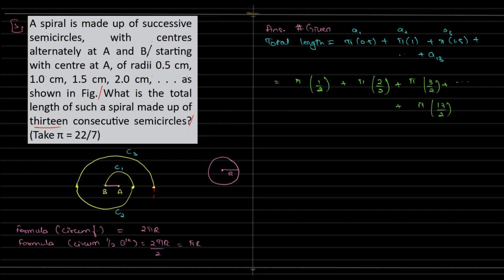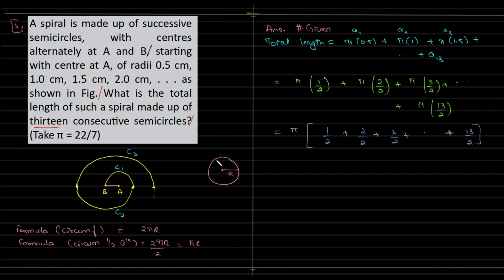Okay. So how does this help? Well, the very first thing which we can do is take out pi. Why am I taking out pi? Because it's common. So then what will be left out? Well, first term is left out with half, second term with 2 by 2, third term with 3 by 2, and like that, we have the 13th term, 13 by 2.